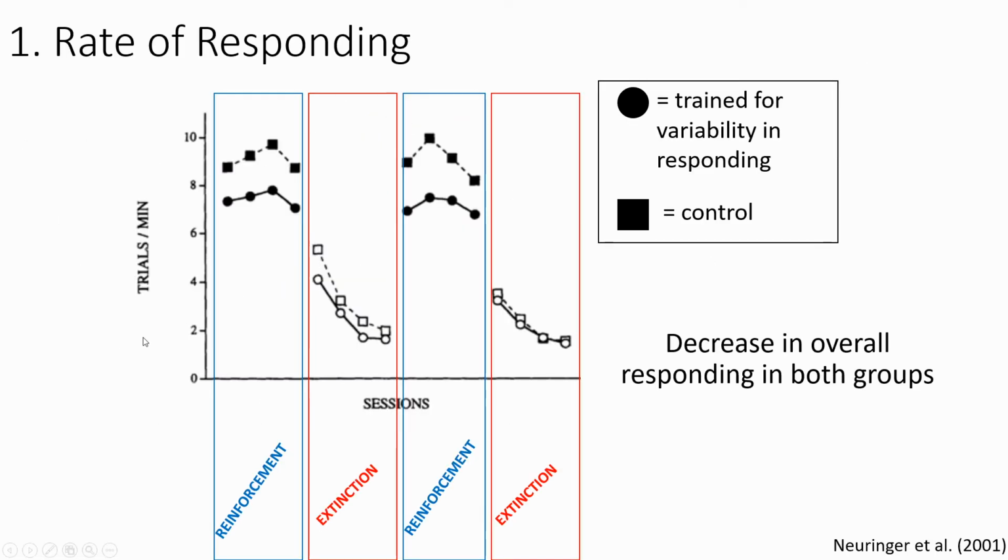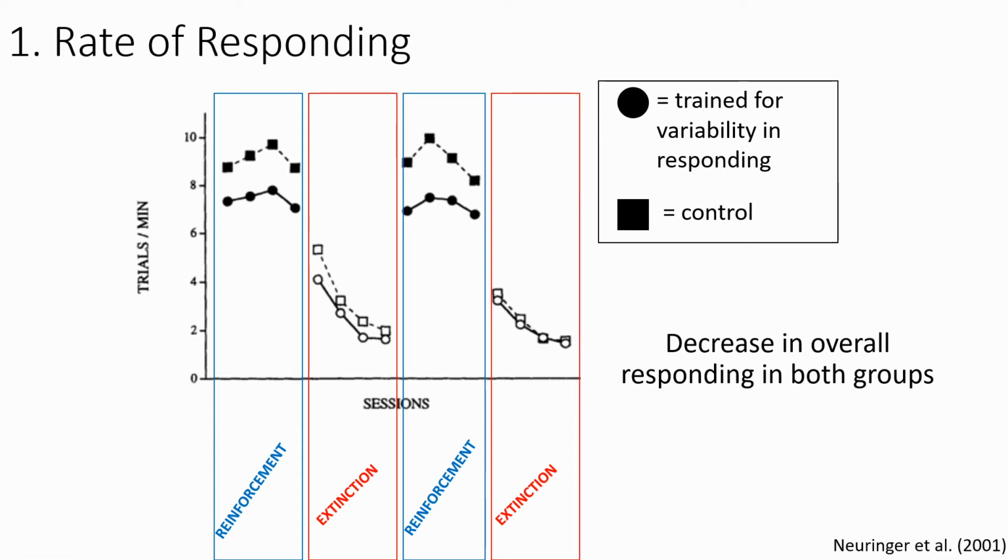So let's look at what their data looked like. In this diagram, we're looking specifically at rate of responding. So how quickly are they pressing their levers? The squares are our control group and the circles are our variability group. We can see that our control group is responding just a little bit faster than the variability group. And that kind of makes sense.